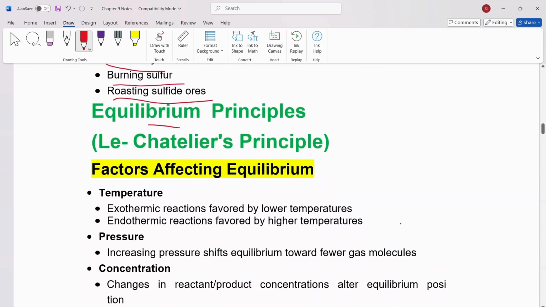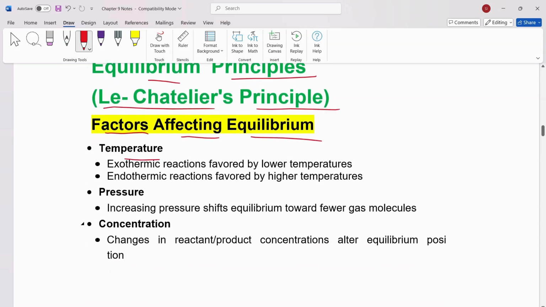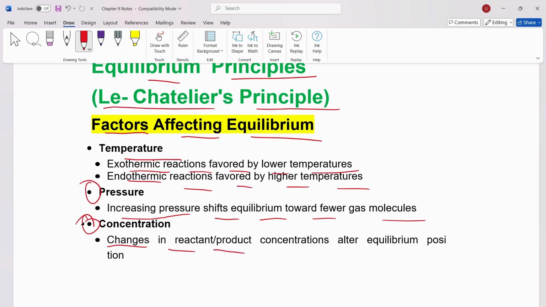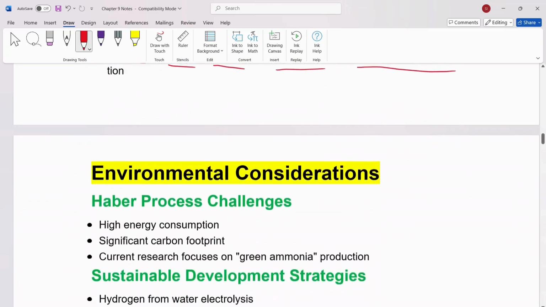Now let's talk about the equilibrium principle, Le Chatelier's principle. Factors affecting the equilibrium: Number 1, temperature. Exothermic reactions are favored by lower temperature, endothermic reactions favored by higher temperatures. Second is pressure: increasing pressure shifts equilibrium toward fewer gas molecules. Next is concentration: changes in reactant or product concentration alter equilibrium position.